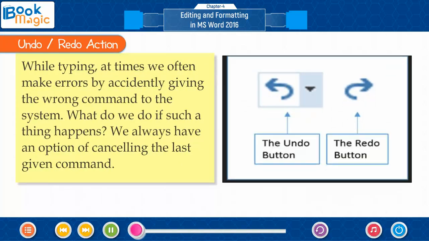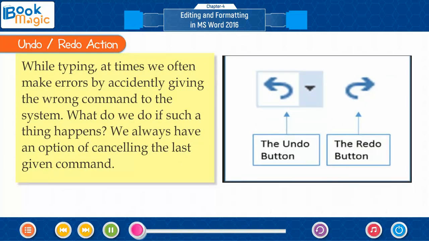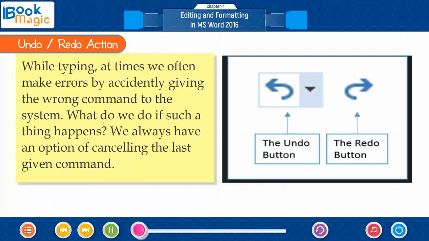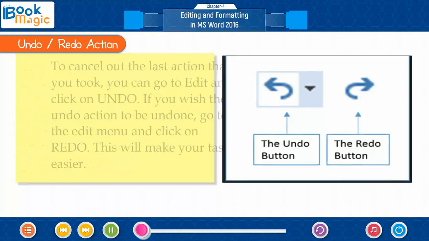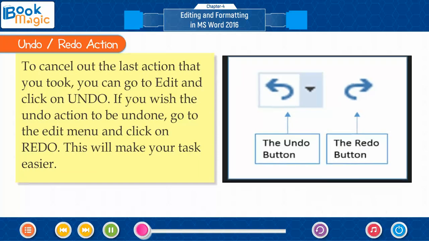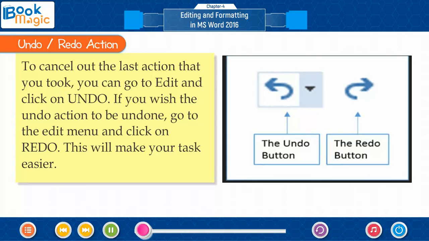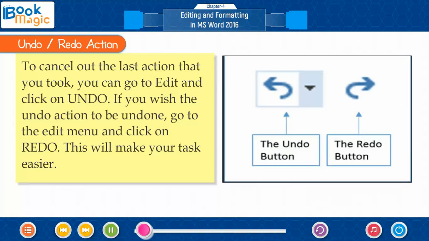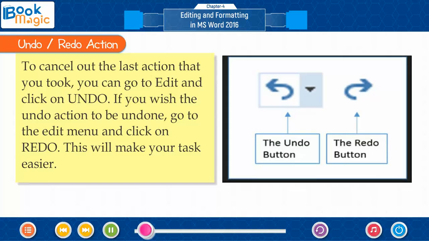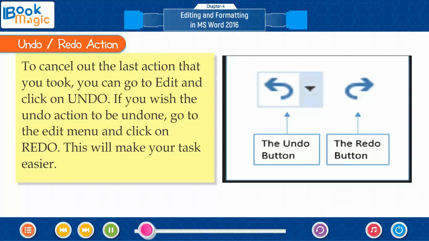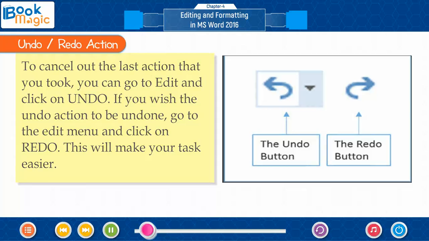Undo, redo action. While typing, at times we often make errors by accidentally giving the wrong command to the system. What do we do if such a thing happens? We always have an option of cancelling the last given command. To cancel out the last action that you took, you can go to Edit and click on Undo. If you wish the undo action to be undone, go to the Edit menu and click on Redo. This will make your task easier.